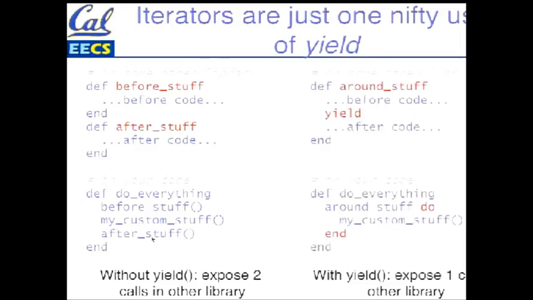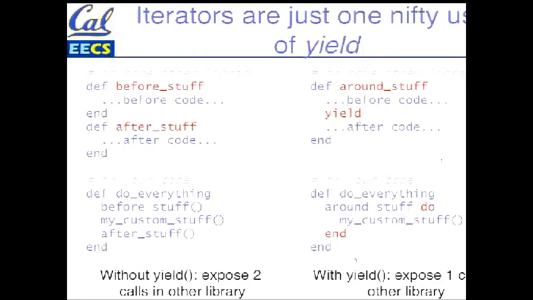So that means that the library has to expose two calls, right? Before stuff and after stuff. Which, when you think about it, doesn't make a lot of sense, because if the before stuff and the after stuff are all boilerplate, that's one logical thing to be exposed. However, you could also, in Ruby, do this. You could define a single method around stuff, which has all the before stuff, yields, and has all the after stuff. So what's going to happen when this method is called?